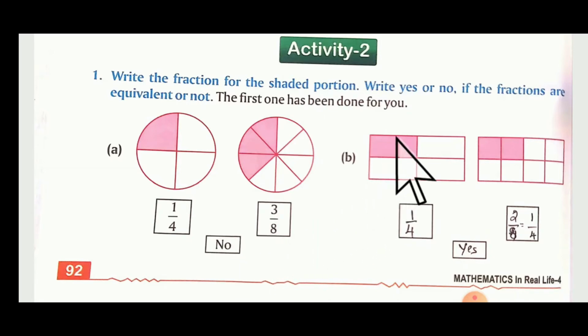B. A rectangle is there. Out of that, 4 parts are there. So we write 1 by 4. See the next rectangle. It is having 8 parts but 2 are shaded. Reduce into the simplest form. It will be 1 by 4 and 1 by 4. So it is yes.